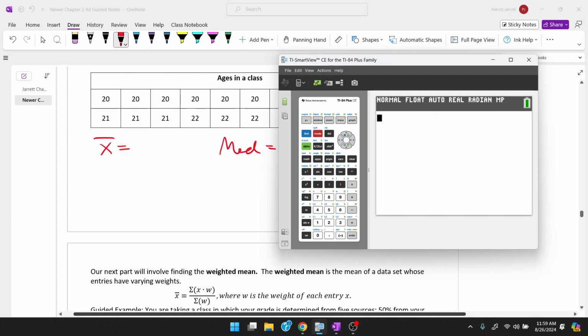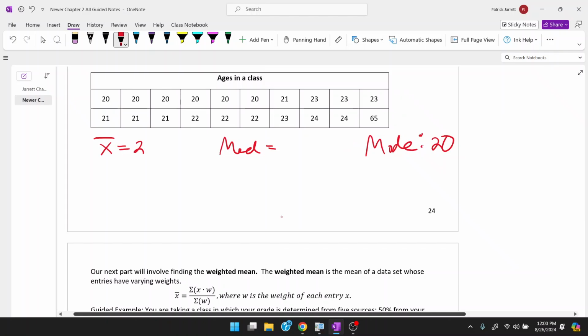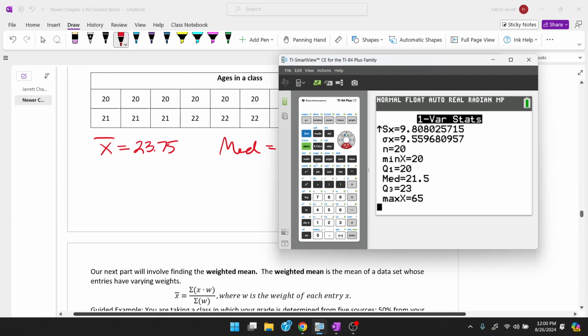Now, here's the thing. I have this in list 1, so when I go to stat and one var, number 1, always leave the frequency list empty. But in this case, I have that in list 1, so you might have entered it into list 2. Now, if you notice, above the 1, 2, 3, 4, 5, and 6 are L1, L2, L3, L4, L5, and L6. So you can look at it from that perspective as well. But what happens here is we get a mean of 23.75. We get a median of 21.5.